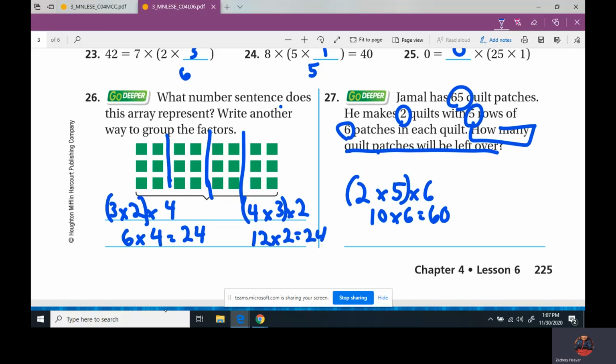If he uses 60 patches and he has 65, so he has 65 patches and he uses 60, how many is going to be left over? 5 quilt patches. Just like that. That's a multi-step equation.